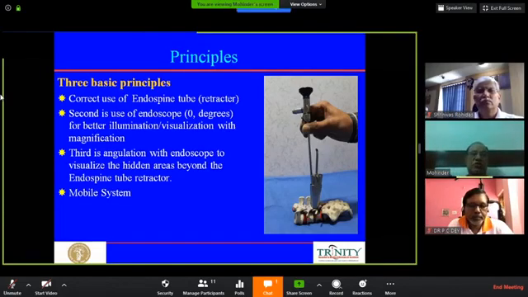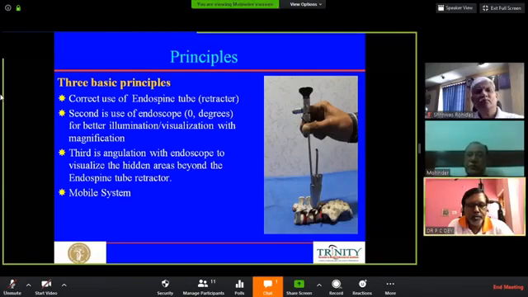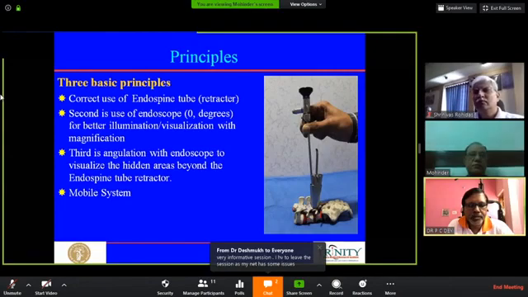And second is use of endoscope, as Dr. Rohidas has shared, that some lady's voice is troubling in between. Please unmute everybody, except Dr. Mohinder. Please unmute.